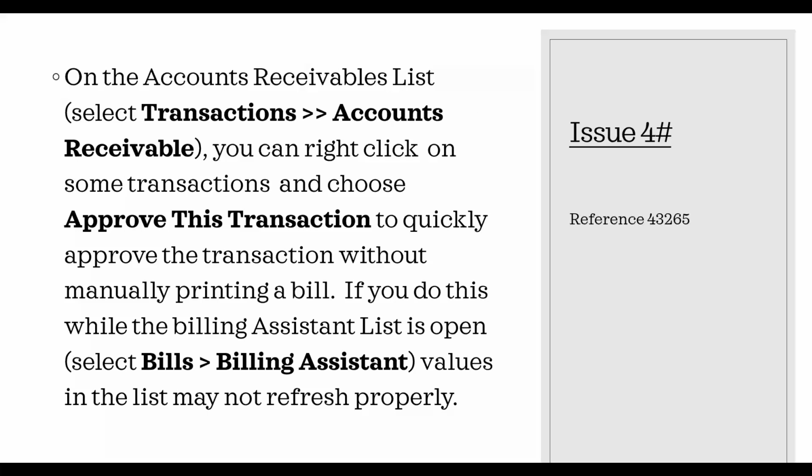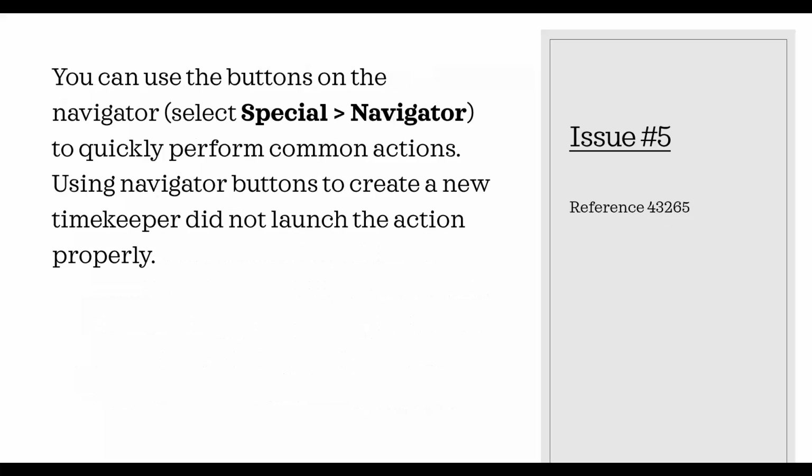The next issue is on the accounts receivable list. You can right-click on some transactions and choose Approve this transaction to quickly approve the transaction without manually printing a bill. If you do this while the billing assistant list is open, values in the list may not refresh properly.